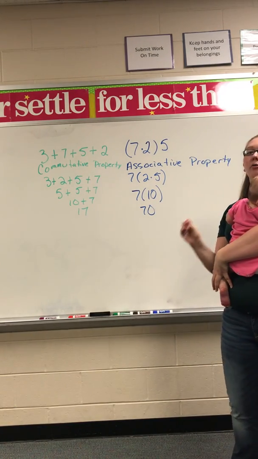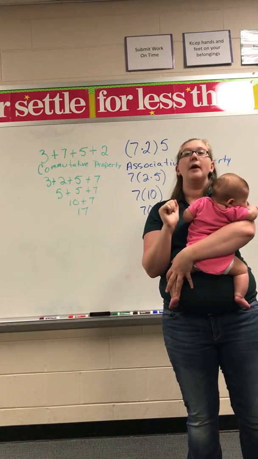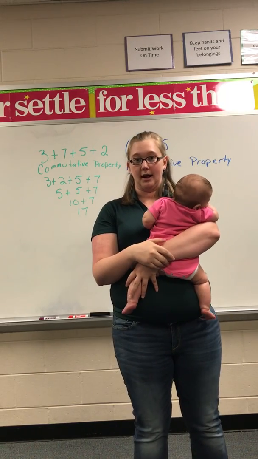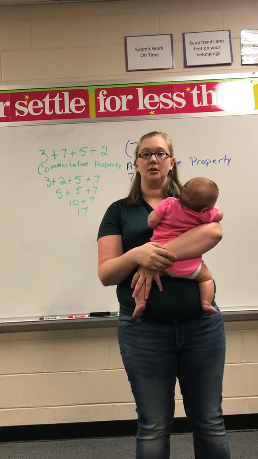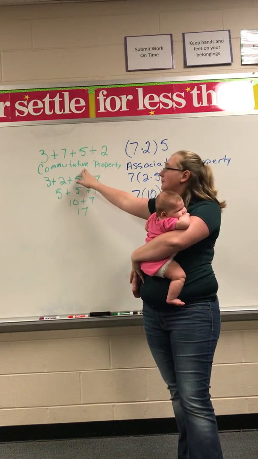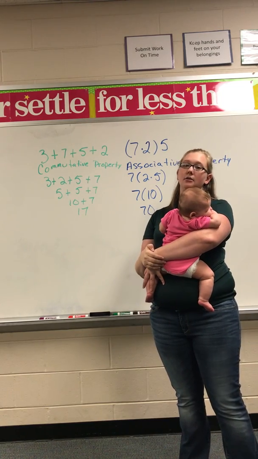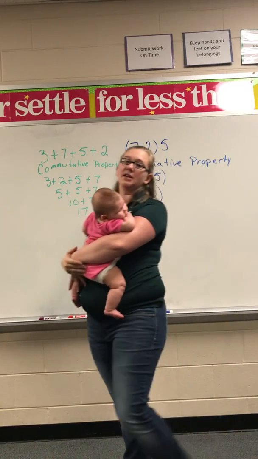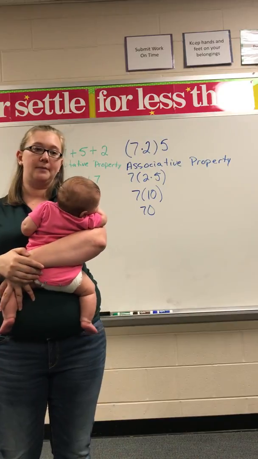These only work with addition and multiplication. If you have subtraction, if you have division, you cannot use them. It will not work. Okay? Don't try. It has to be addition or multiplication. Okay? Remember, commutative, who was there? The order doesn't matter. Associative, who's grouped together? Who are you hanging out with? What groups are there? Okay?